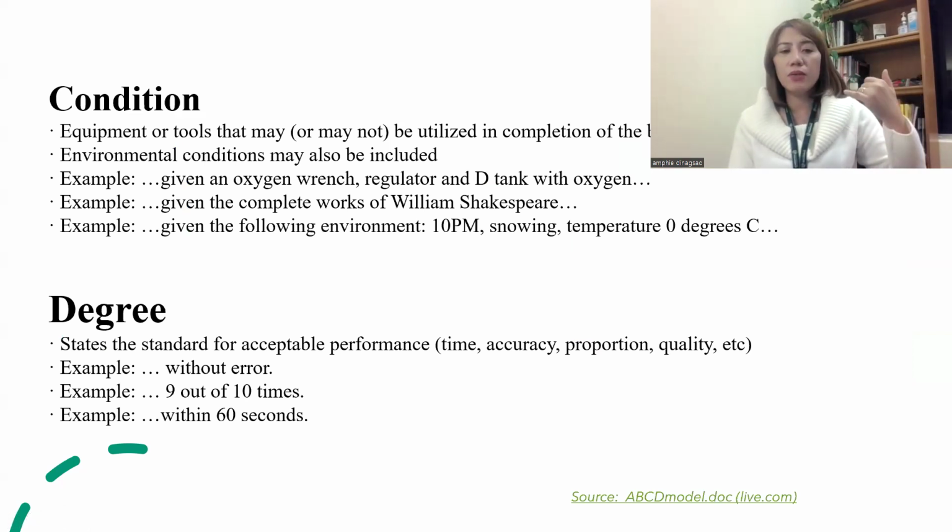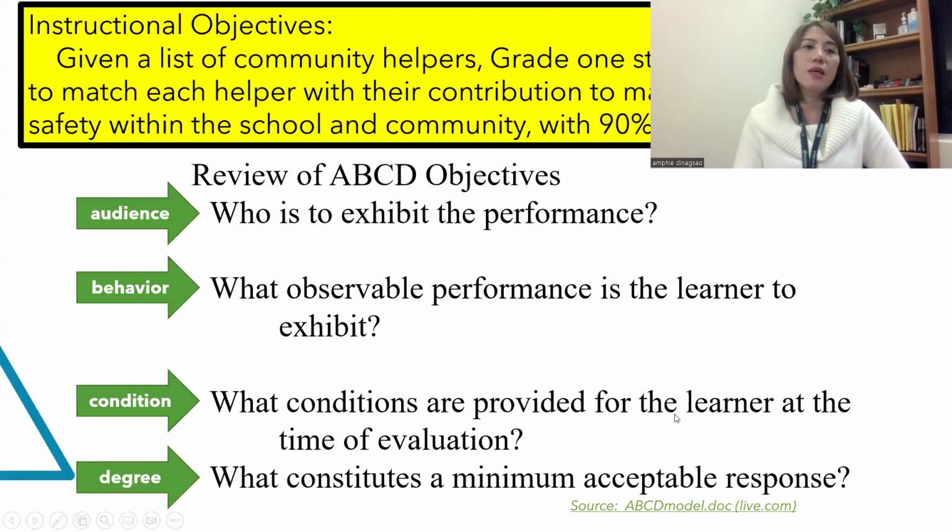Again, audience is who will do the behavior, will do the skill. Behavior is what exactly they are going to demonstrate to you as a teacher, so that you would know that learning takes place and that your students have developed the skill. If I go back to my instructional objective: given a list of community helpers, grade 1 students will be able to match each helper with their contribution to maintaining order and safety within the school and community with 90% accuracy.